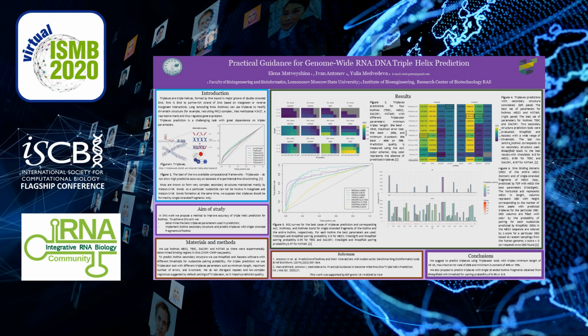Also, we predict lncRNA secondary structure using two tools, RNAplfold and RNAfold, with different thresholds for nucleotide pairing probability. And then we predict triplexes with Triplexator only for single-stranded fragments of these lncRNAs. After that, according to the measure of triplex prediction quality, area under the ROC curve, we select best program for secondary structure prediction and best thresholds for nucleotide pairing probability.